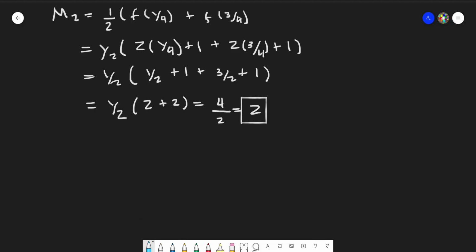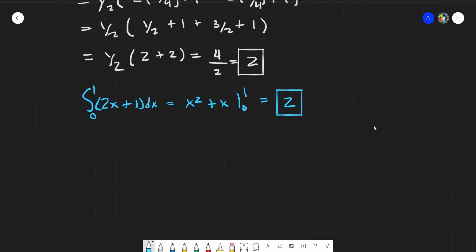Now, take into consideration that if you had integrated from 0 to 1 of 2x plus 1, this would have given you x squared plus x from 0 to 1, which in any case gives you 2. We see that the midpoint sum for this particular function is very accurate, which is not any surprise really. But let's try a different function perhaps.